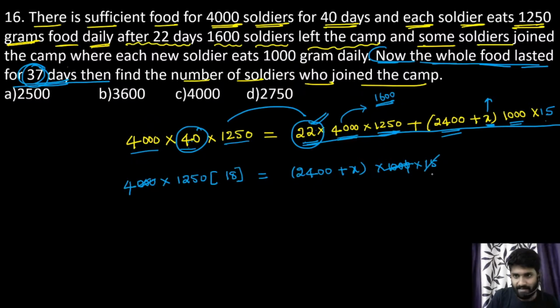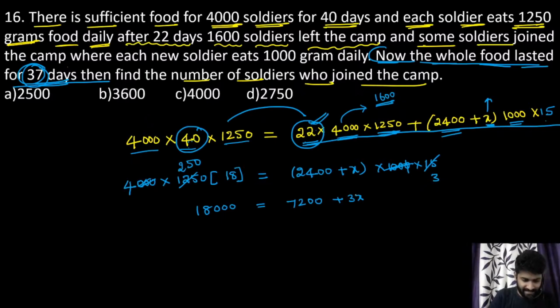Now see, 5 3s are 15. And 5 2s are 10, 5 250 times. Clear? Now you just multiply all the numbers. See, 425 is a 1000 into 18 is equal to 18,000, exactly equal to 2400 into 3, 7200 plus 3x. Then find the value of x, guys.